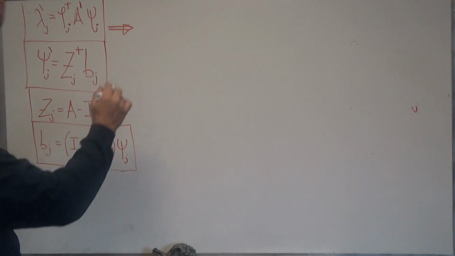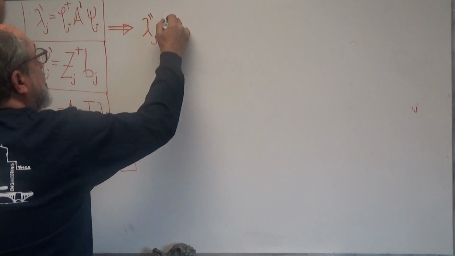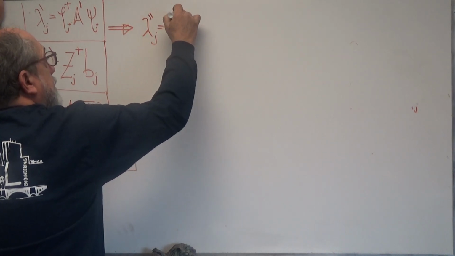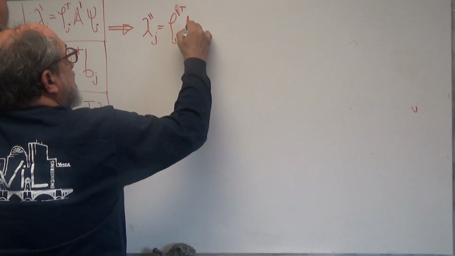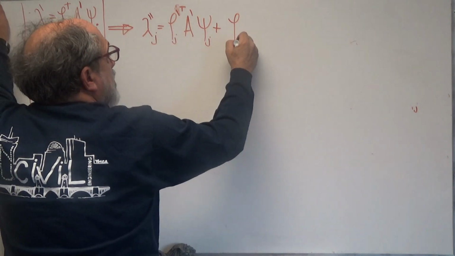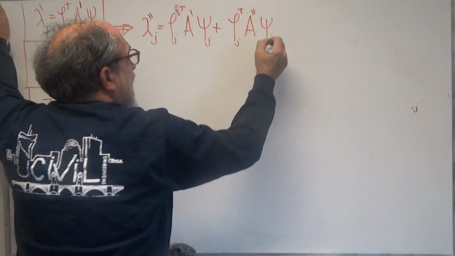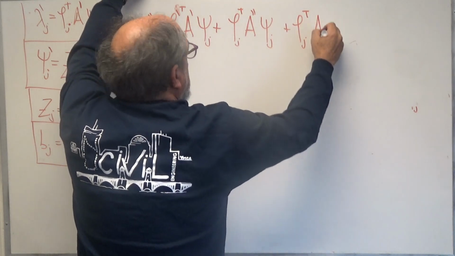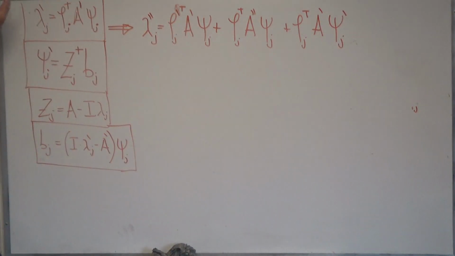If we take another derivative here, we have that the second derivative of the eigenvalue, using the chain rule again, is equal to phi j prime transpose times A prime times phi j, plus psi j transpose times A double prime times phi j, plus psi j transpose times A prime times phi j prime, right?